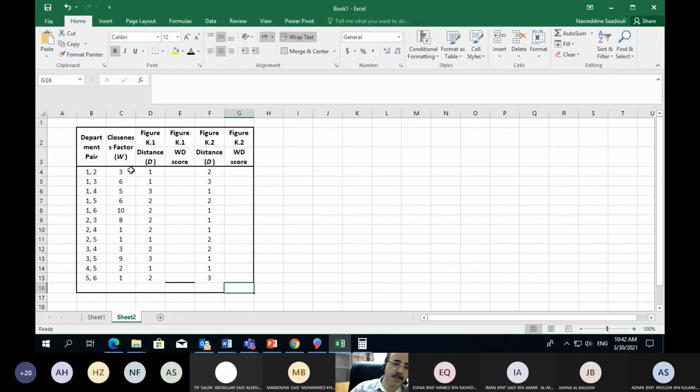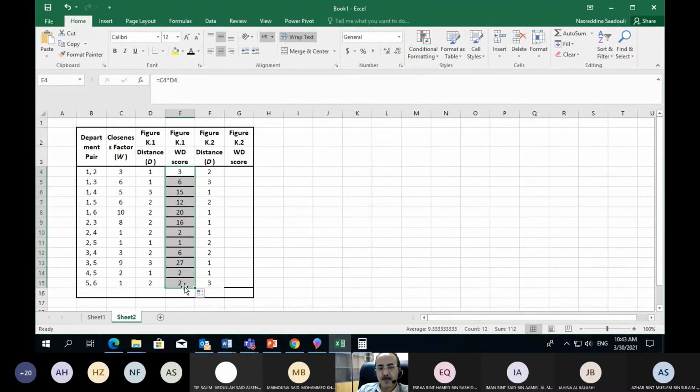So the distances are given, the closeness factors are given. To calculate the scores, as you can see, you can just take the closeness factor multiplied by the distance, and you can just copy this down.